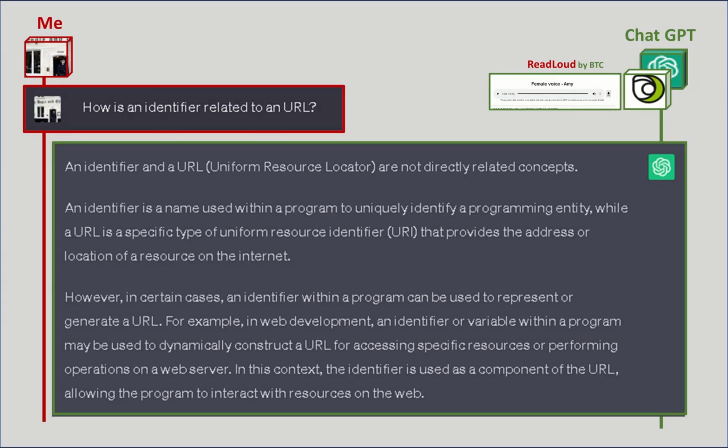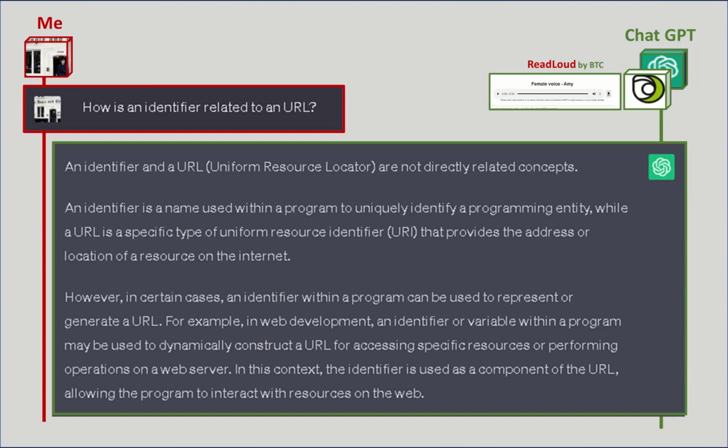An identifier and a URL, uniform resource locator, are not directly related concepts. An identifier is a name used within a program to uniquely identify a programming entity, while a URL is a specific type of uniform resource identifier, URI, that provides the address or location of a resource on the internet. However, in certain cases, an identifier within a program can be used to represent or generate a URL. For example, in web development. Okay, I think I got it. Sorry for being so long-winded.